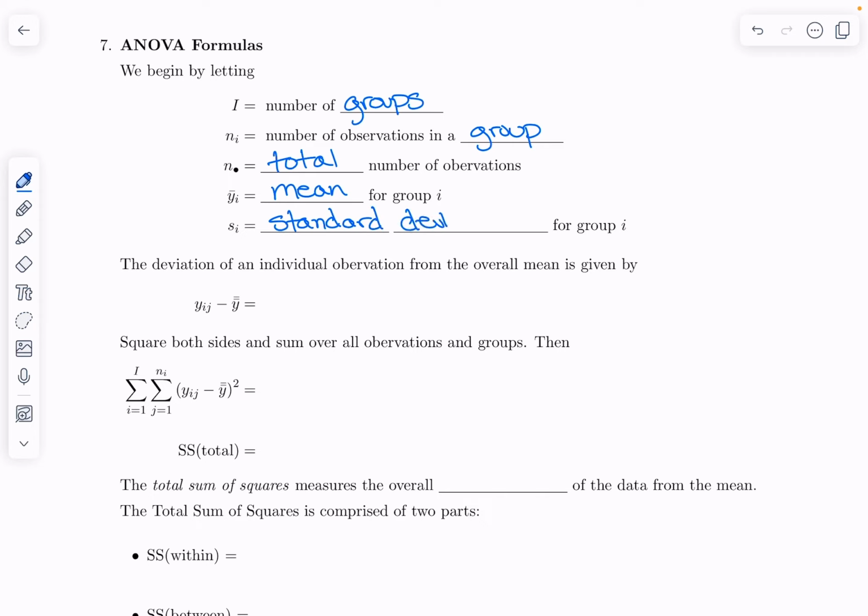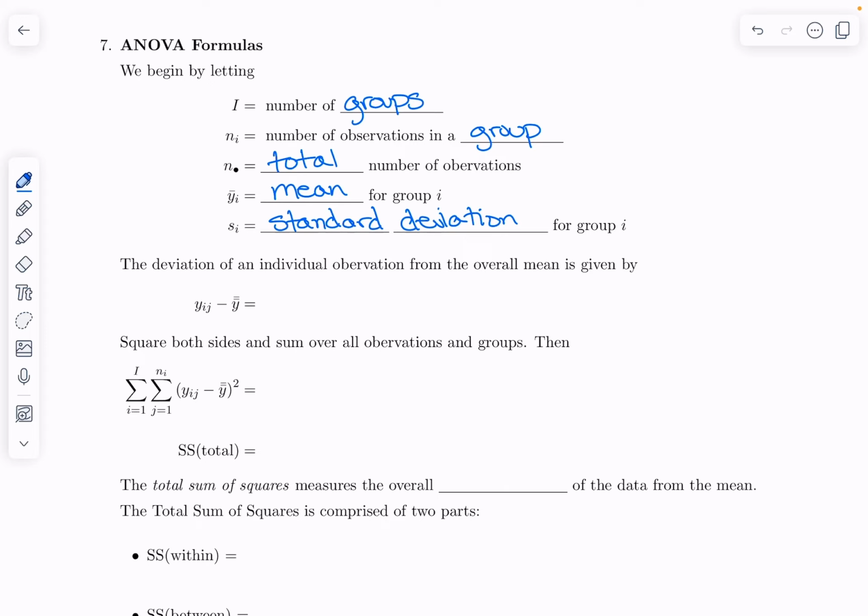And so you figure that I can find the mean and the standard deviation for each of the groups, and then that information is going to be helpful in doing my comparisons. So I want to start with looking at the deviation of an individual observation from the overall mean. So y sub ij is the jth observation in the ith group. Okay, so that's just an individual observation in a particular group. And I want to see how that deviates from the overall mean.